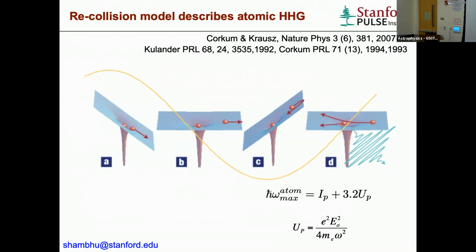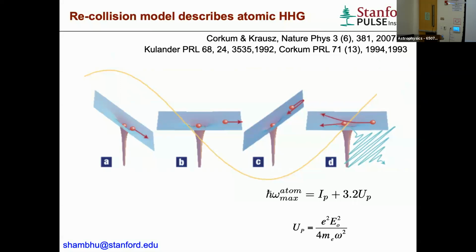And with some probability, it could find the exact same parent ion that it came from and would then coherently recombine. So in this process, the lots of kinetic energy that the electron has acquired in this acceleration has to go in the form of this high frequency radiation upon recombination.